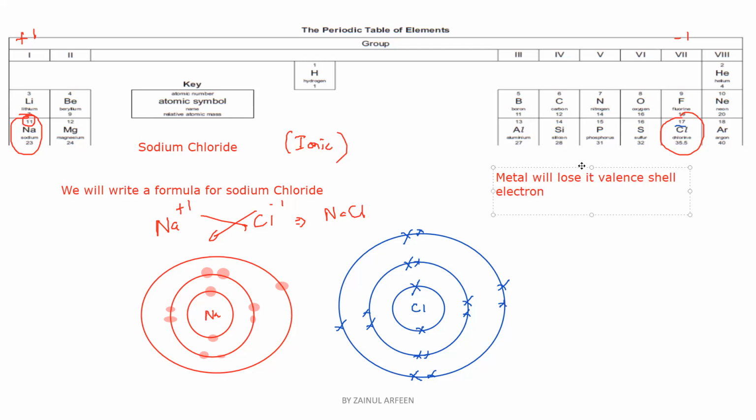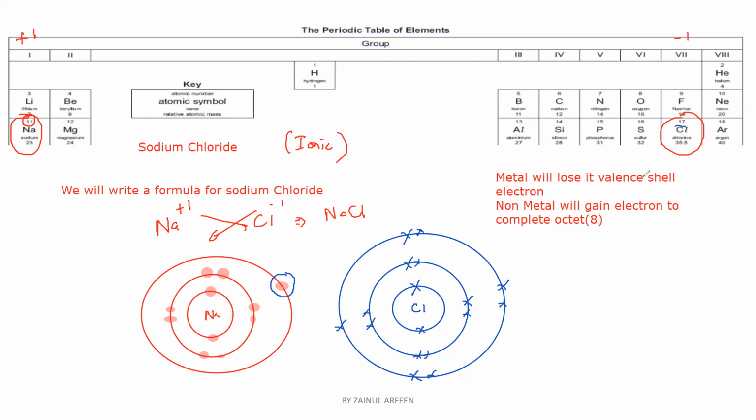And what happened? The non-metal will gain electron to complete octet. The term octet means 8. So non-metal will gain electron and it will complete octet. So basically what happened? This sodium, how many electrons are there in the last shell?